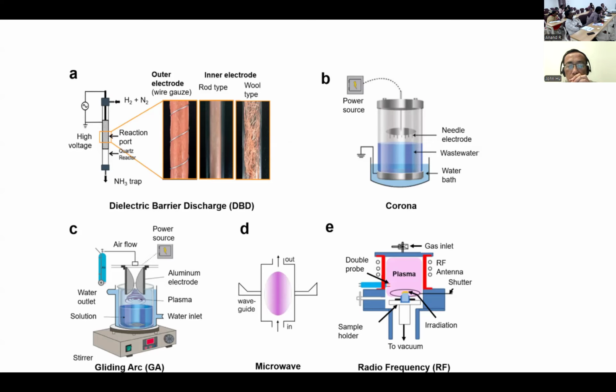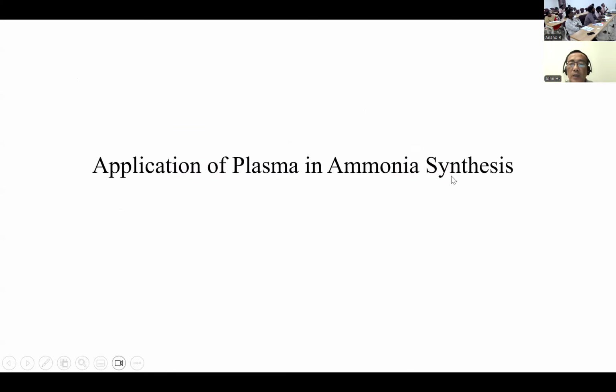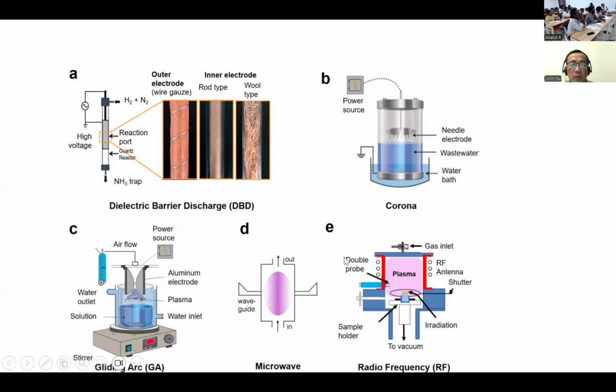Now we move to microwave. From microwave, we also produce cold plasma. From this slide, I get it. No, microwave is not cold plasma. It's a warm plasma. If you look at today's title, application of plasma in ammonia synthesis, I kind of commingled them together just for this slide. There's still debate.